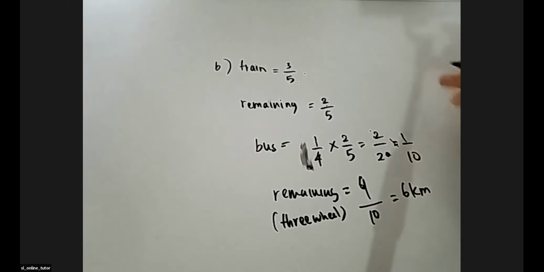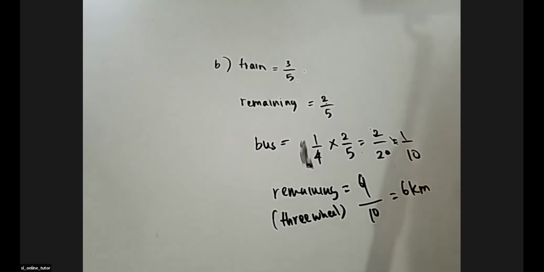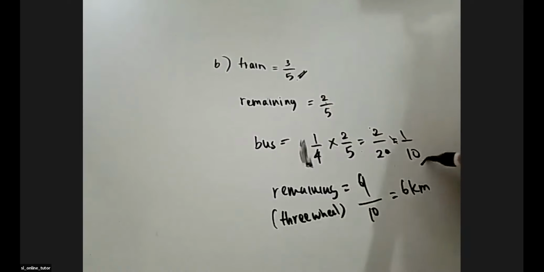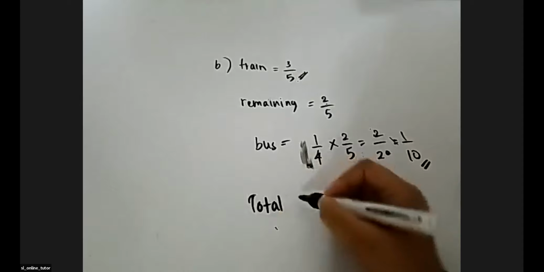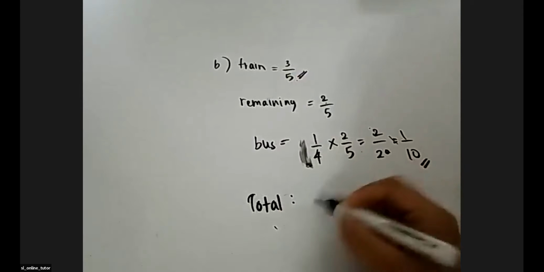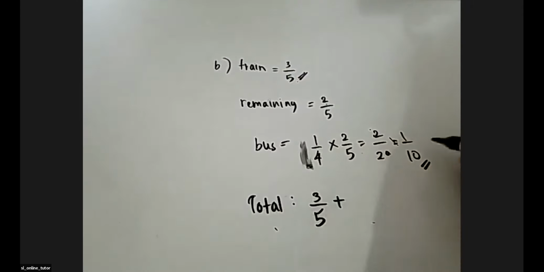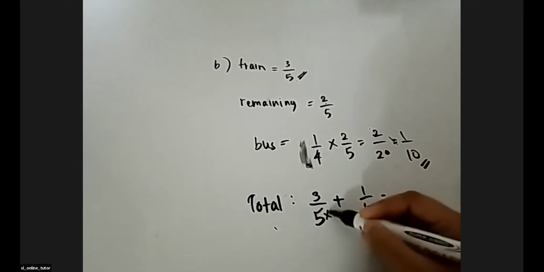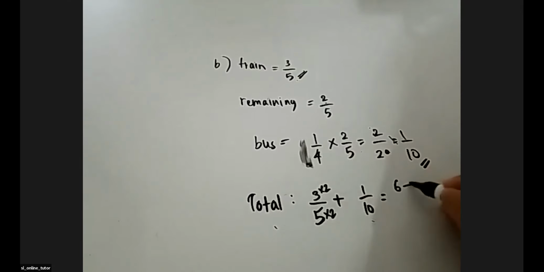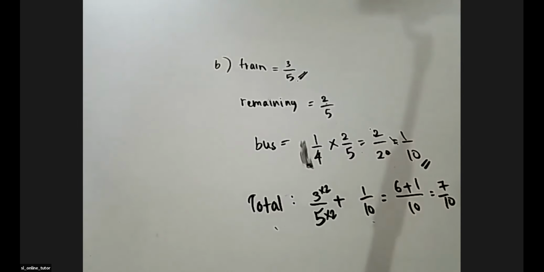The remaining 6 kilometers means from which part remaining? Train this much, bus this much. Yes, we have to total it. Total distance traveled by train and bus: 3 by 5 by train, 1 by 10 by bus. Totally how much distance is traveled? You have to make a common denominator. You get 6 plus 1 over 10, 7 over 10. That distance is totally traveled by train and bus.